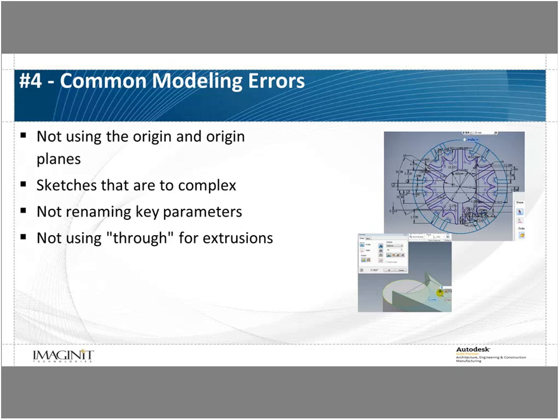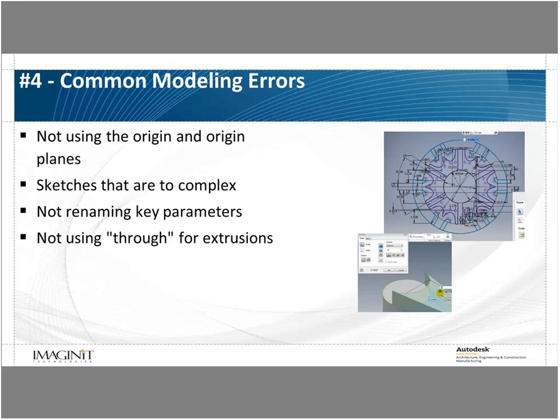Another one is not renaming key parameters. And again, I'll point this out. You can rename parameters instead of them being D0, D1, D2, D3, D4. We can give them a name. Always give them a name if it's something that you want to flex and change later. And this is a real simple one, but not using through for extrusions. And I'll point this out a little bit.